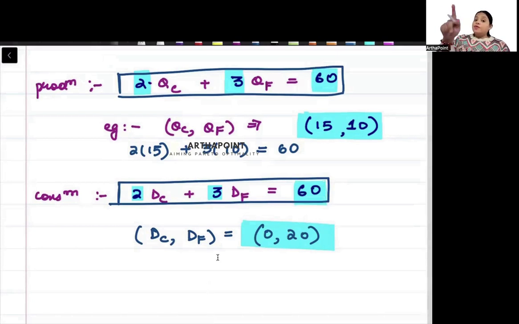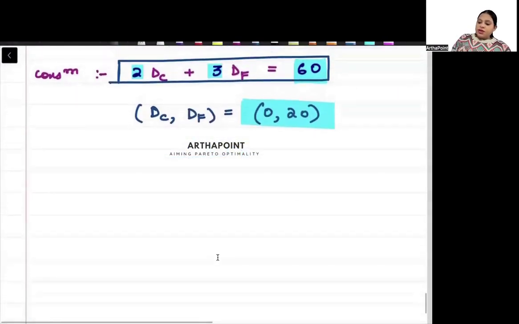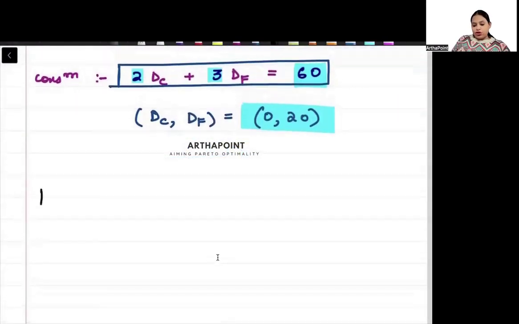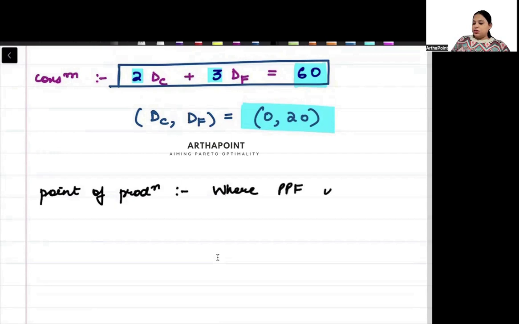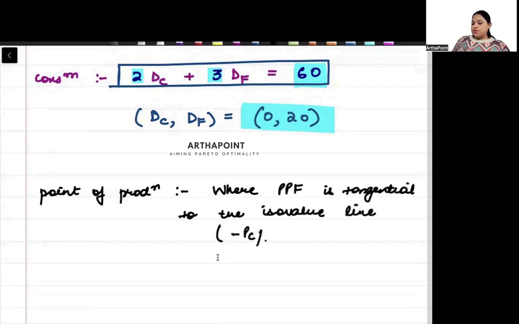Okay. So where were we producing? What was my production point? My point of production was where the production possibility frontier was tangential to the ISO value line, whose slope was PC by PF with a negative sign, of course.